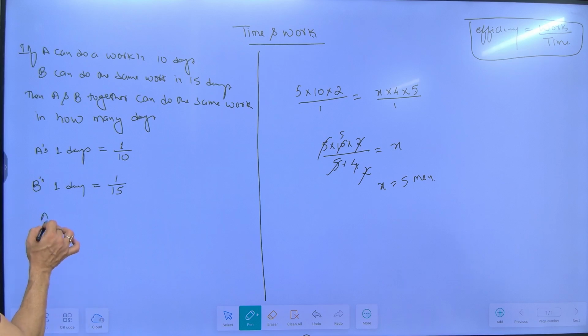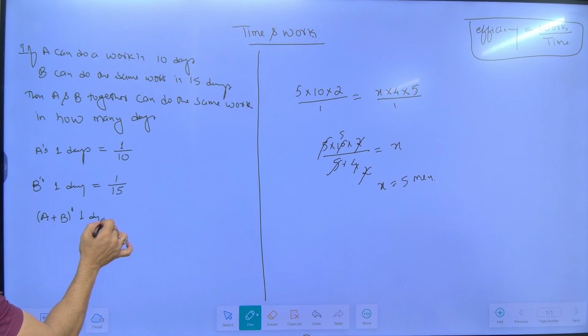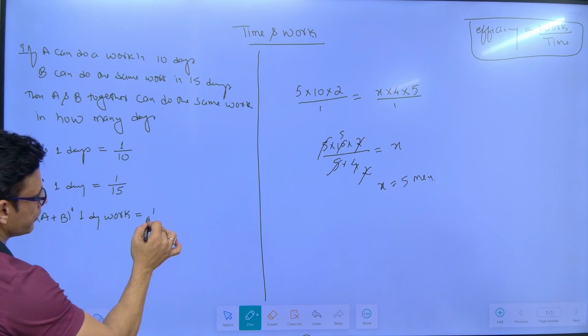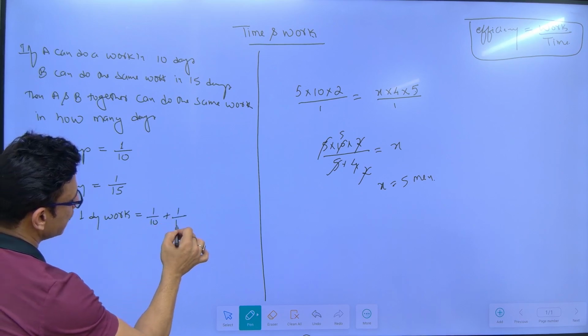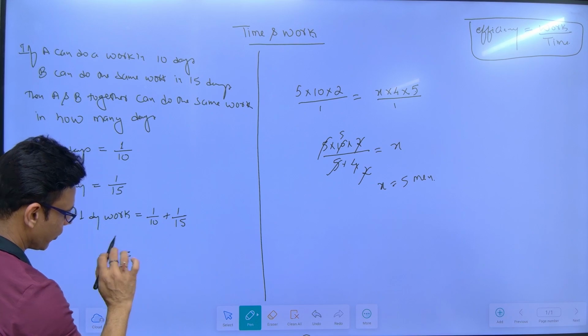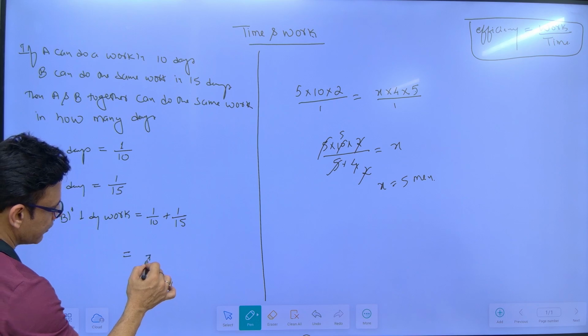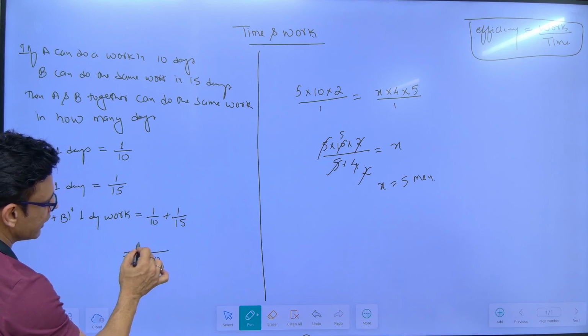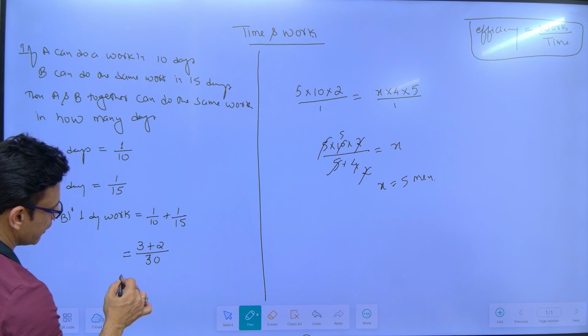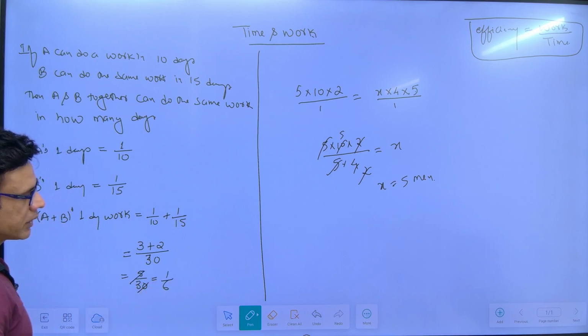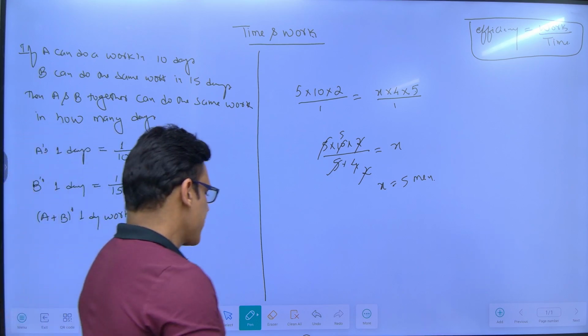So can you tell me what is A plus B's one day work? Very good. 1 by 10 plus 1 by 15. Don't note down this method, not needed. LCM 30. So 10 threes are 30, 15 twos are 30. How much will it be? 5 by 30, which is equal to what? 1 by 6.